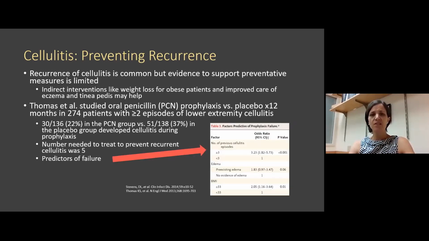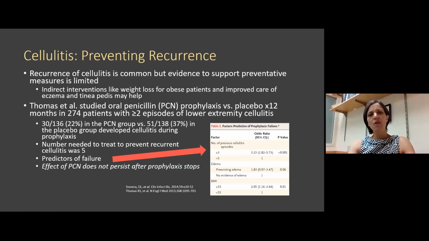There are certain predictors of failure. So if the person has had 3 or more episodes of cellulitis in the past, they may be more likely to fail. And if people have a pretty high BMI, so higher than 33, they're more likely to fail. And then there was some suggestion that if they have pre-existing edema, they might be more likely to fail.